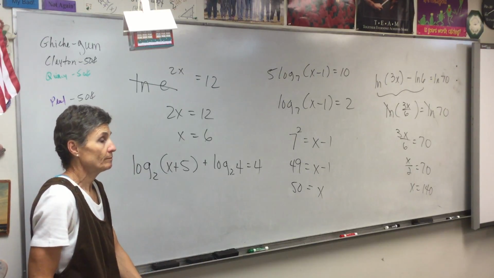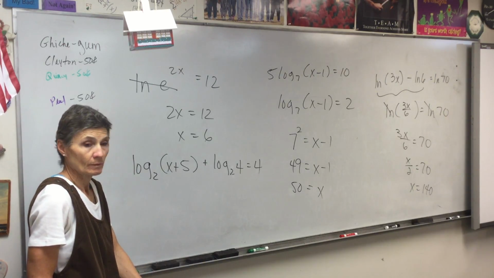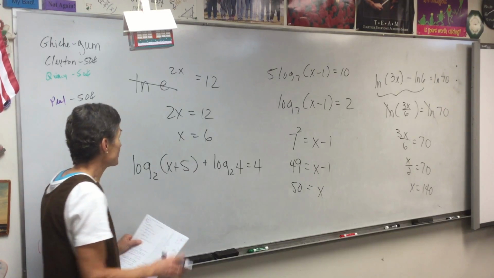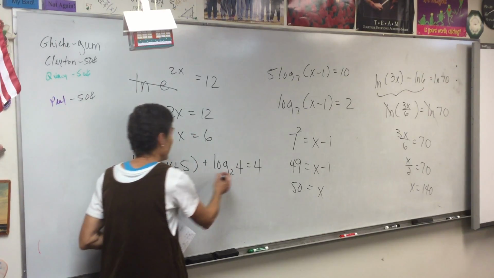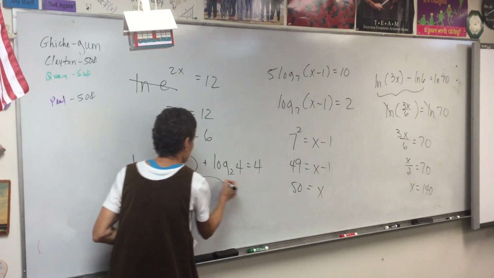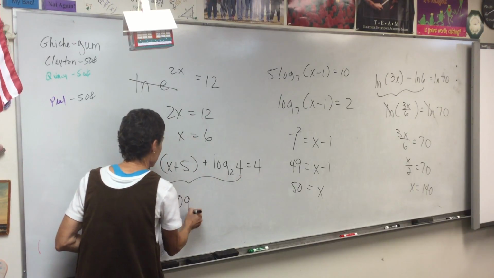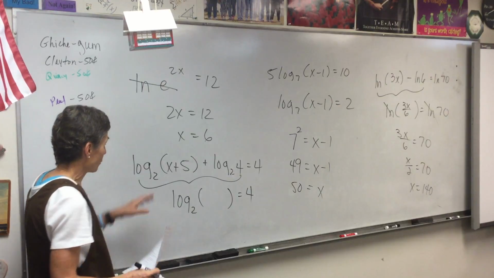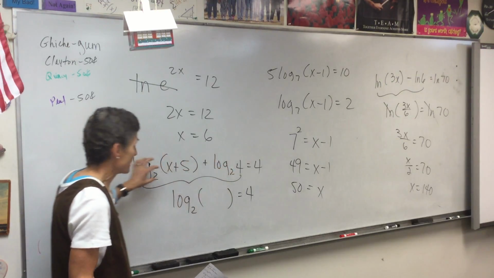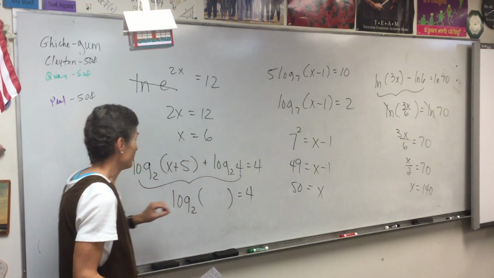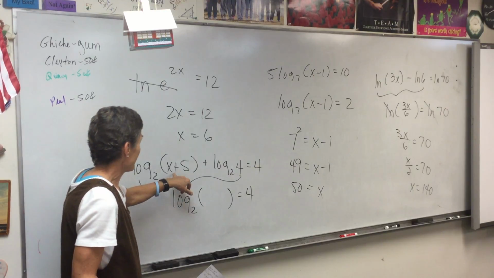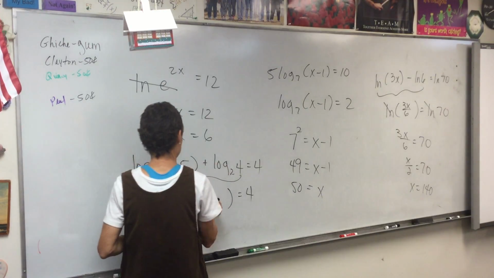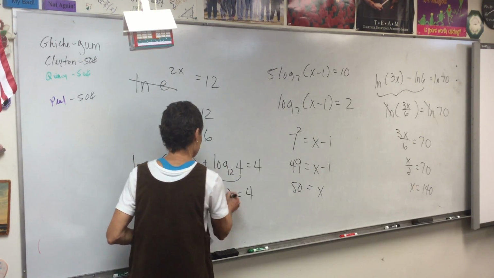What about this one? Yeah, we have the same issue we had before. You don't want two logarithms on one side. These have to be put together into one logarithm. So this time when I put these together, how will I put them together? As a multiplication. So 4x plus 20.